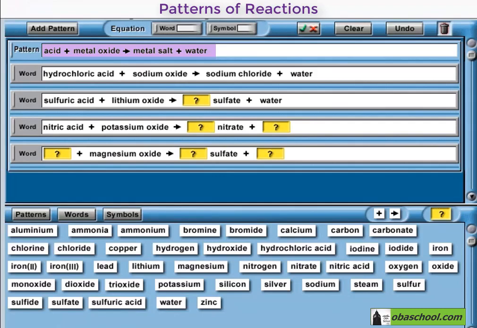Remember, water is H2O. For example, you can see in the first equation, hydrochloric acid plus sodium oxide gives sodium chloride plus water. Identify the acid, metal oxide, and salt in the first word equation. So, which one of the two reactants or the two products is the acid? That is correct. Hydrochloric acid represents the acid in this pattern.